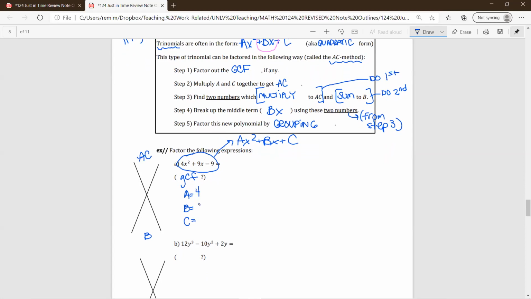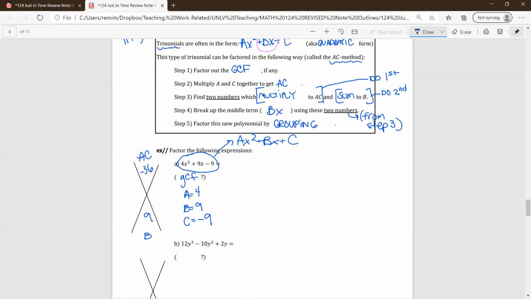A is 4, B is 9, and C is -9. Again, pay close attention to positives and negatives. So for AC, A is 4, C is -9. If you multiply them together, you're going to get -36. And then B is 9.